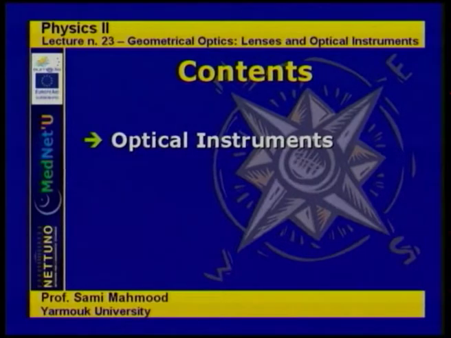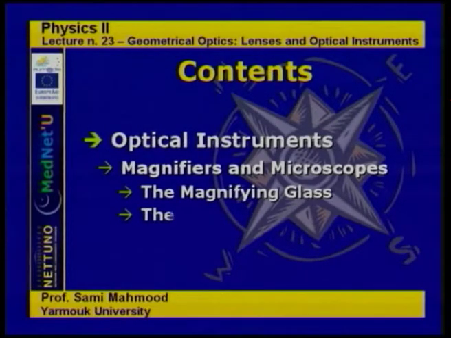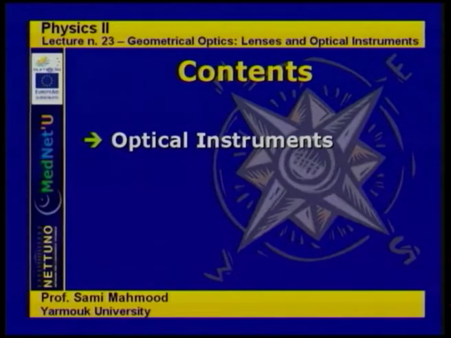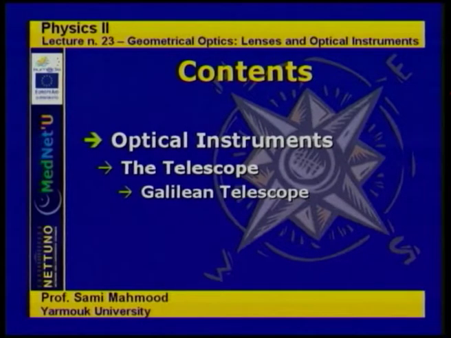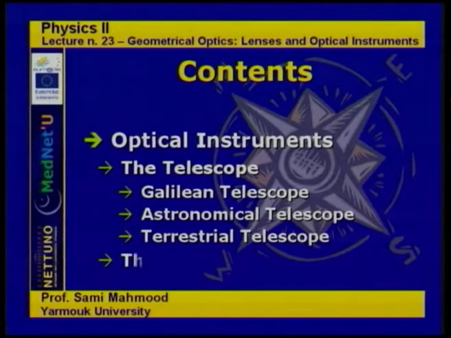And then we will start discussing the optical instruments, where the magnifiers and microscopes will be discussed. The formulas relevant to magnifying glasses will be derived, and then we will talk about the microscope as a combination of different lenses and components. And then we will discuss the telescope and the different types of telescopes, the Galilean telescope, the astronomical telescope, and the terrestrial telescope. And finally, we will mention the principle of the camera.